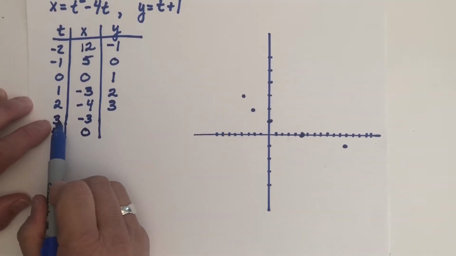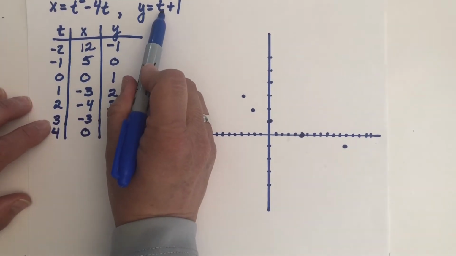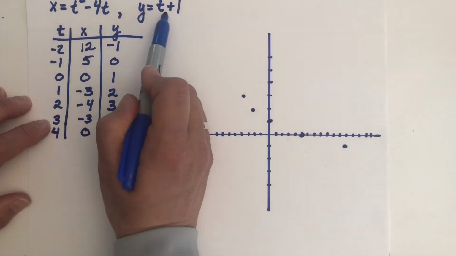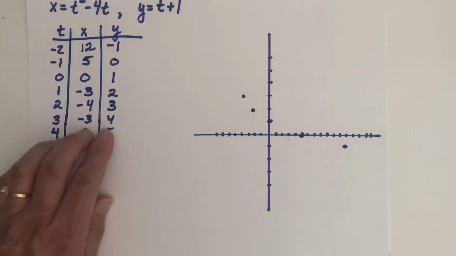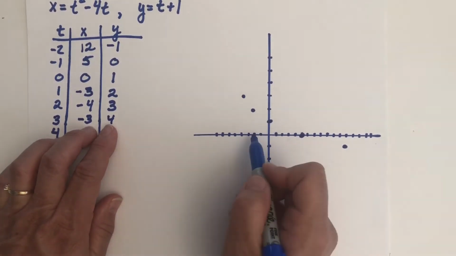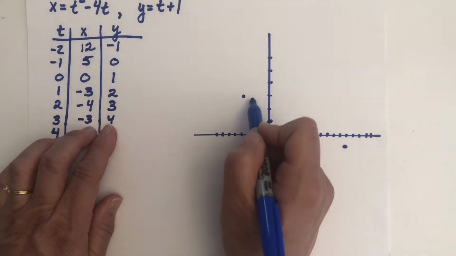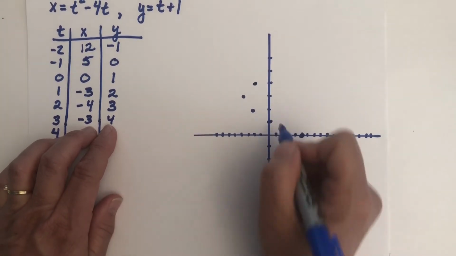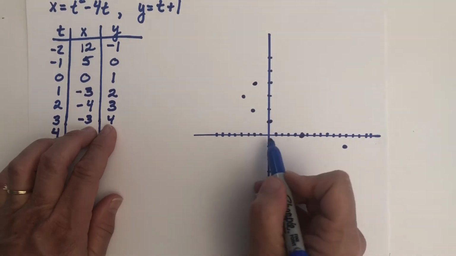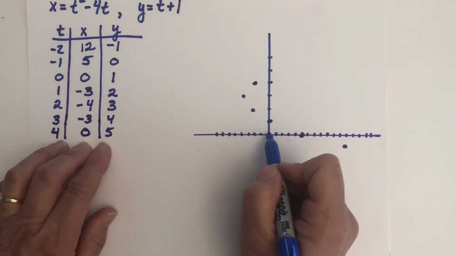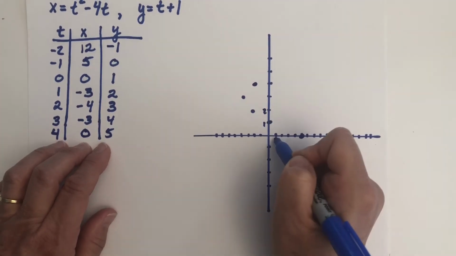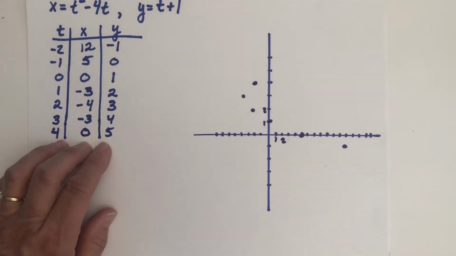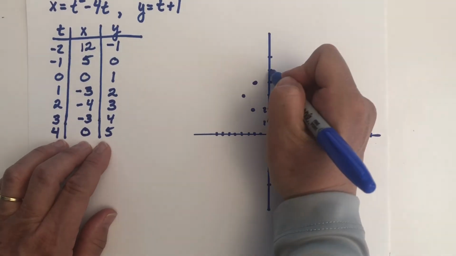Let's pop in 3 for t in the equation for y. We have 3 plus 1, that's 4. And 4 plus 1, that's 5. So now we have 2 other points to put on our curve. -3, 4 is right here. These increments are all by 1. And 0, 5. This is 1. This is 2. Of course, I should label those. So I have 0, 5.